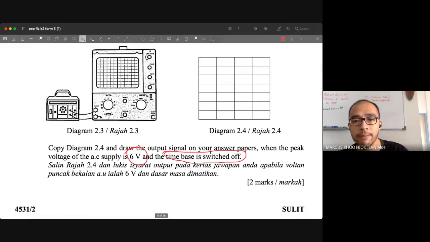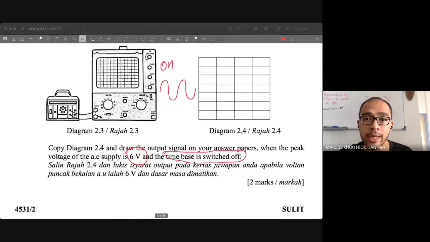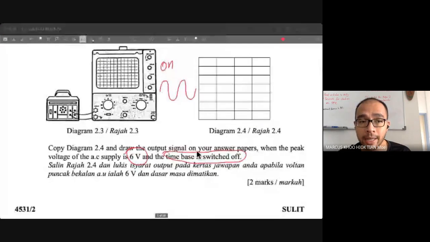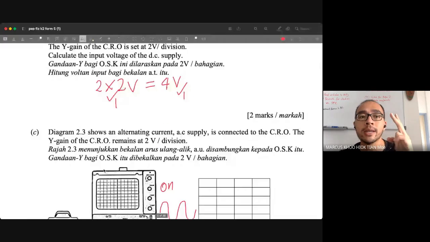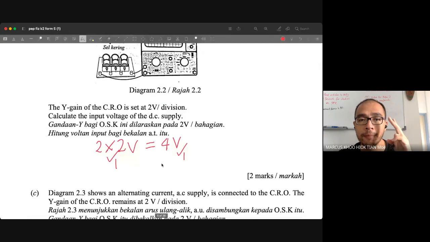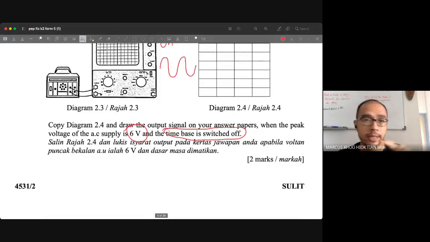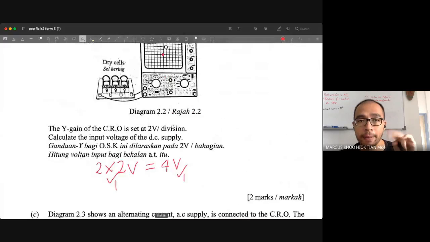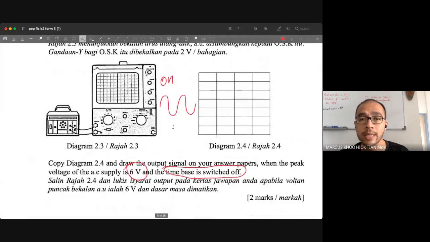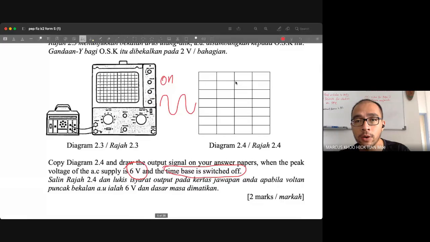Okay, if the time base is on, it will move up and down like this, which a lot of you did. But because the time base is switched off, it will not go left and right. Remember that there are only two things: the Y gain and the time base. Time base is left and right, Y gain is up and down. So since there is no left and right, what I am looking for is just up and down, 6 boxes.